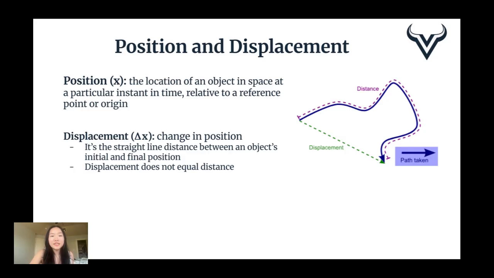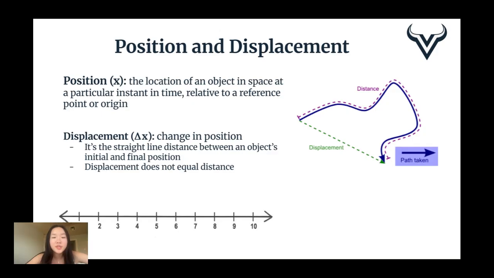So, position is the location of an object in space at a particular instant in time relative to a reference point or origin. Displacement is the change in x. It's the change in position. It's the straight line distance between an object's initial and final position. Displacement does not equal distance.